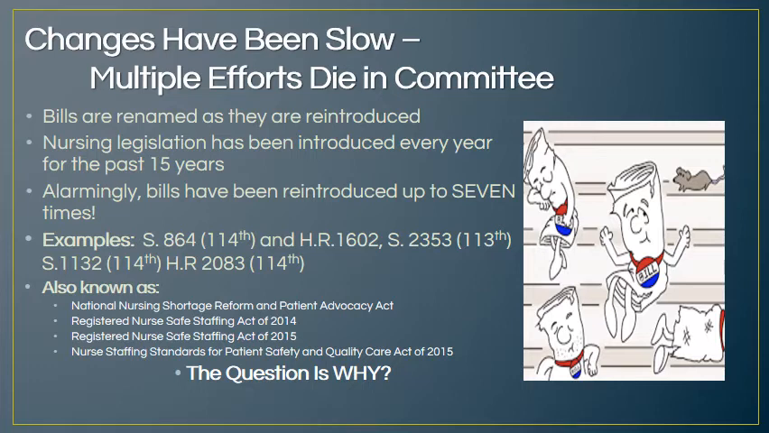Here are just a few examples of bills that died in committee. The National Nurse Shortage Reform and Patient Advocacy Act, the Registered Nurse Safe Staffing Act of 2014, the Registered Nurse Safe Staffing Act of 2015, the Nurse Staffing Standards for Patient Safety and Quality Care Act of 2015. Despite hospital resistance to hire more nurses due to costs, other factors are complicating the issue and preventing compromise.